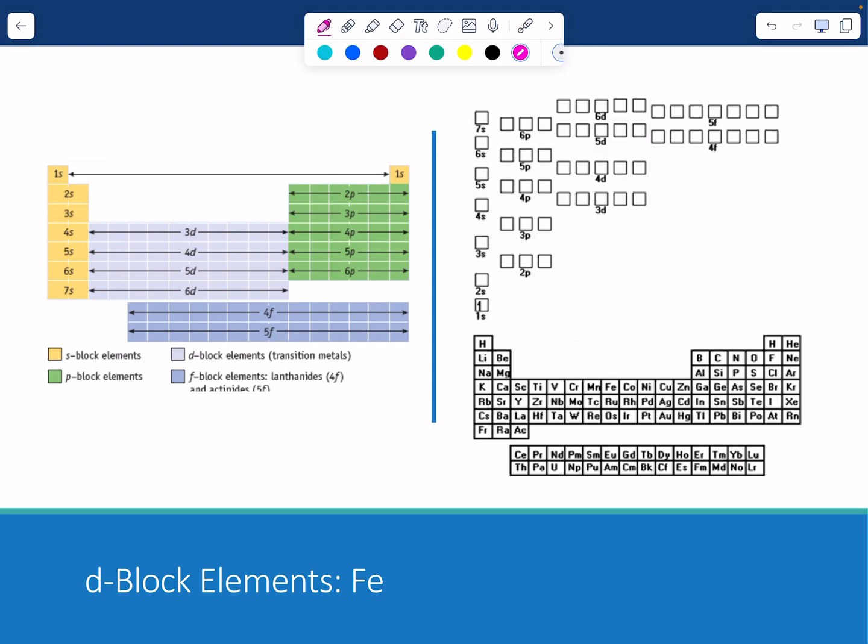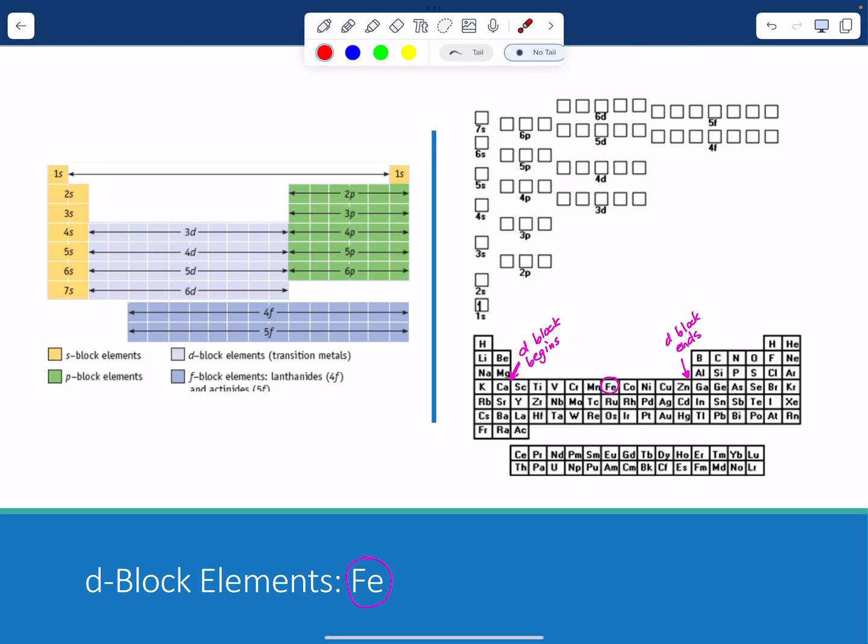All right, so let's look at an example here. We're going to look at iron. Iron is our test case. If we look at iron, here it is on the periodic table. And this element is where our d block begins, and this is where the d block ends.